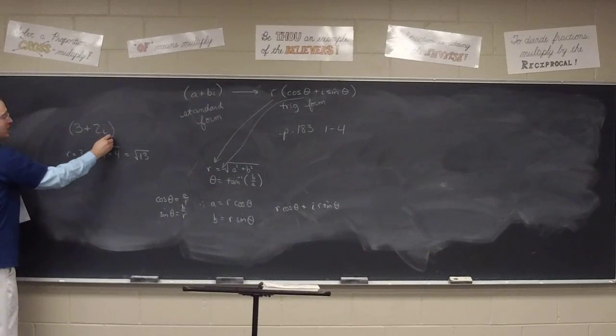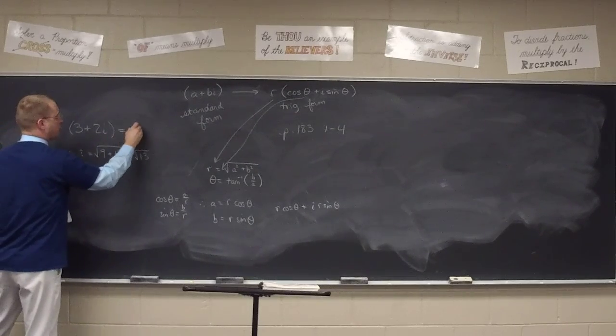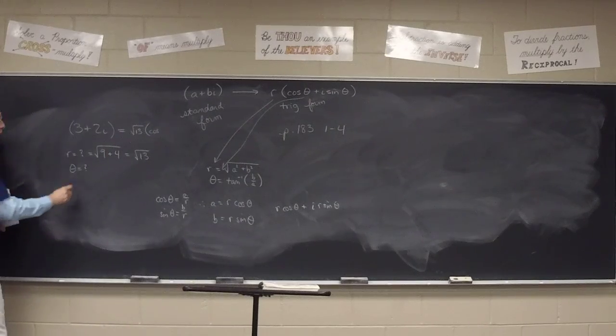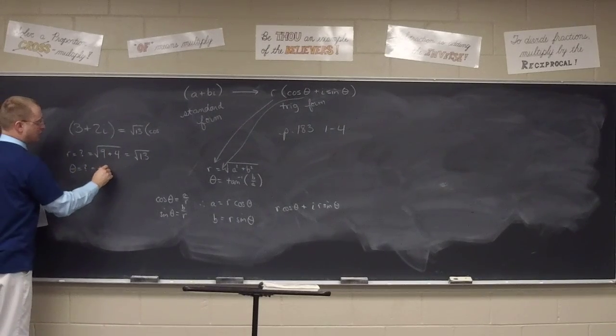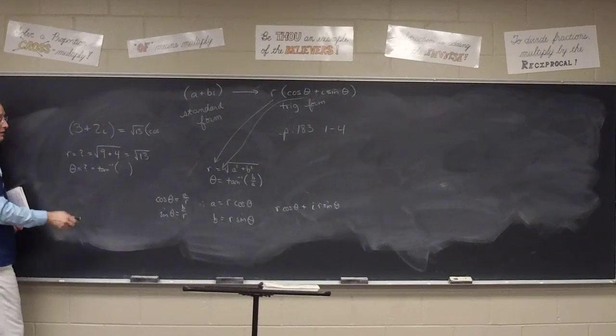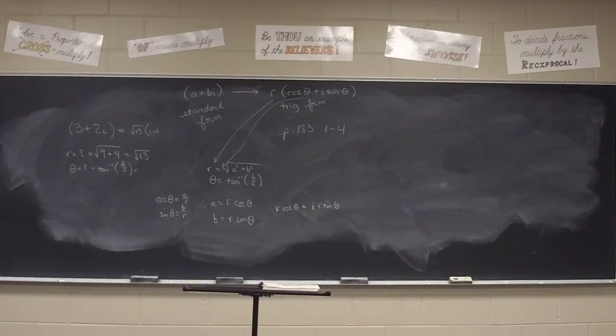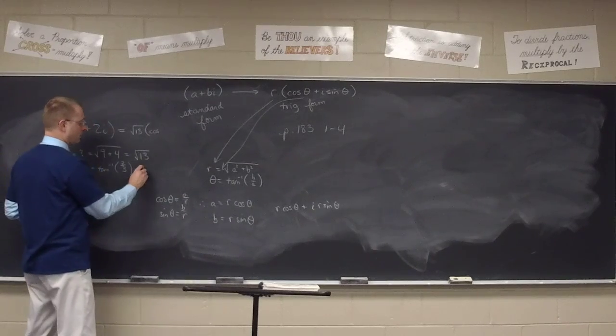So here's my standard form. That's going to equal the square root of 13 times the cosine of, now what's theta? Well, remember, theta is going to be the arctangent of b over a. That would be 2 over 3. On your calculator, go and take the arctangent of 2 over 3. Make sure you're in degree mode. And what do we get? 33.69.